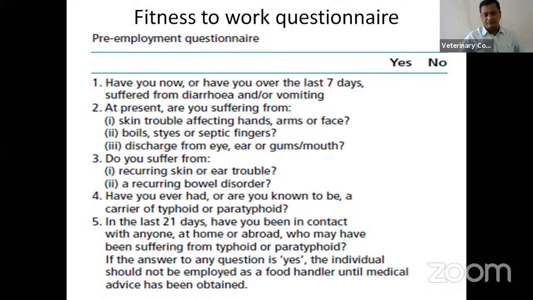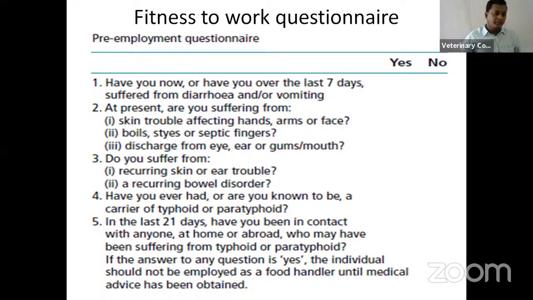Fitness to work questionnaire. This is given before their employment into the slaughterhouse. So we can ask a set of questions. Have you now, or have you over the last 7 days suffered from diarrhea or vomiting? If the answer is yes, no employment. Wait until they recover. If the answer is no, then you proceed to question number 2.